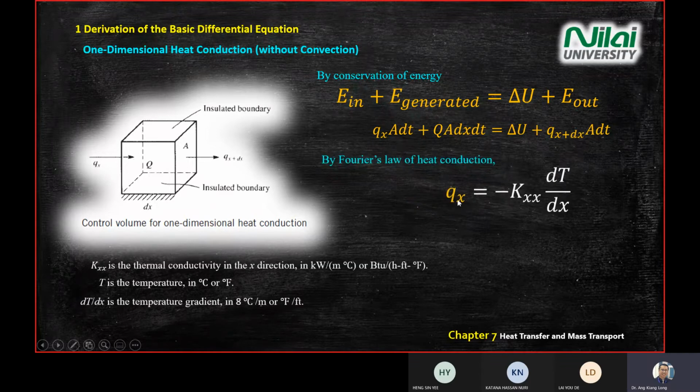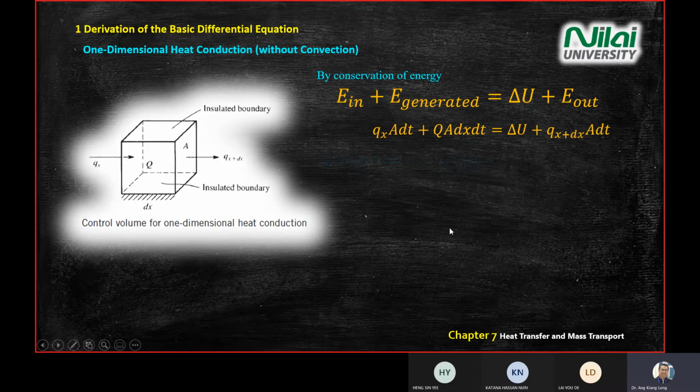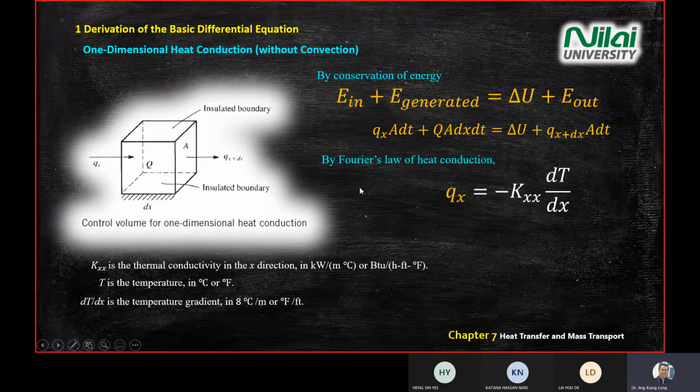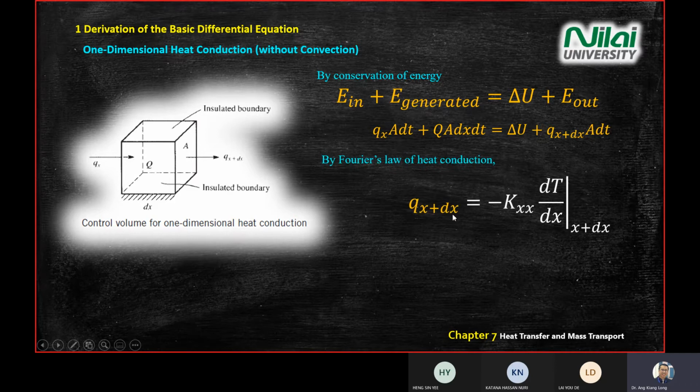What does it mean if you see x, and what is the difference between x plus dx? If you see qx, it means it is from the left-hand side in this example, the heat flux coming from the left-hand side. If you see x plus dx, it means it already traveled through a certain distance and came out from another side of the surface. So this equation you see on the screen here, q sub x plus dx, means the heat flux over this surface.